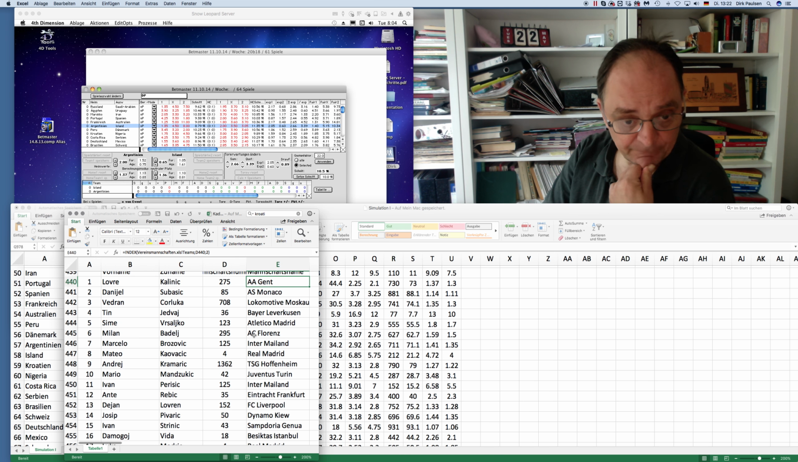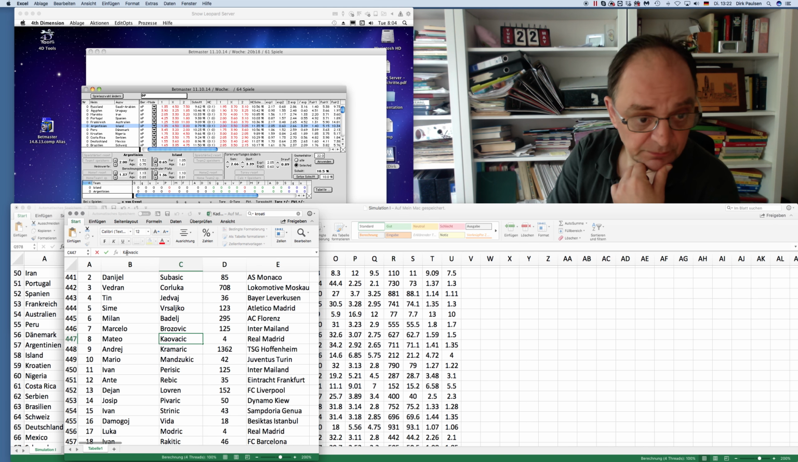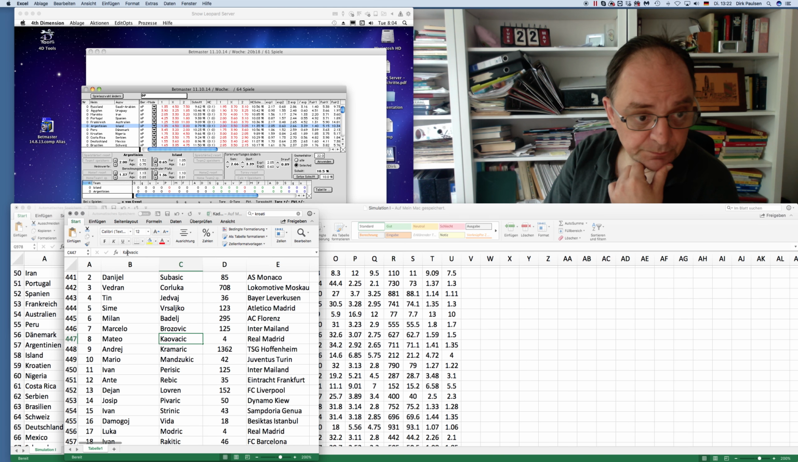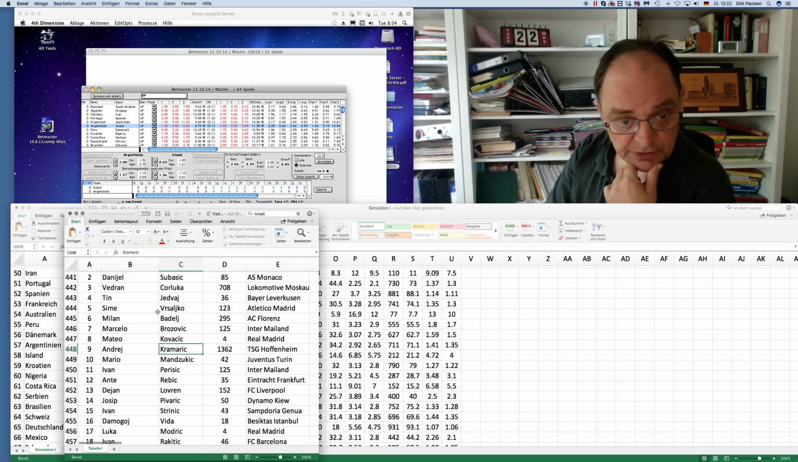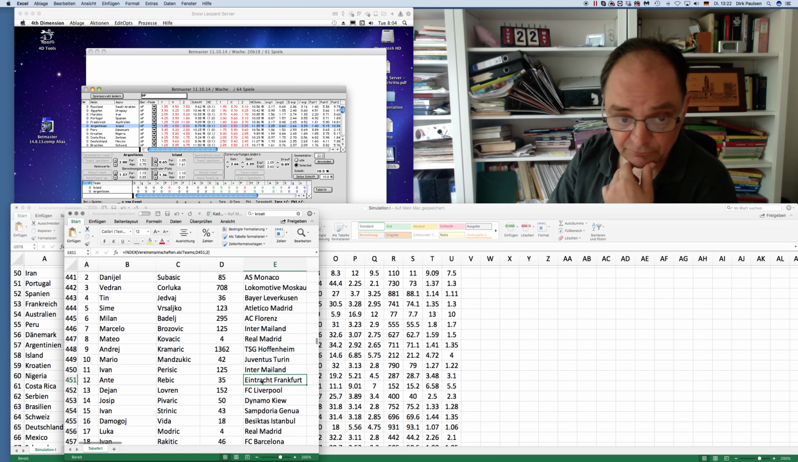Fiorentina, Badelj, not bad. Inter Milan, Kovacic, I misspelled that one, but it's Kovacic, and he was pretty good, playing for Real Madrid. And we got Kramaric, not bad. We got Mandzukic, Juventus. We got Perisic, Inter Milan. We got Rebic, who was very good at Frankfurt, and I should even say he's better than Frankfurt because he was one of the top players.